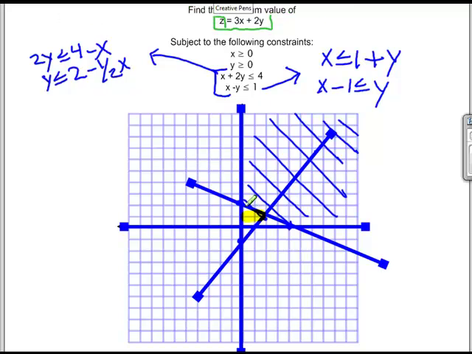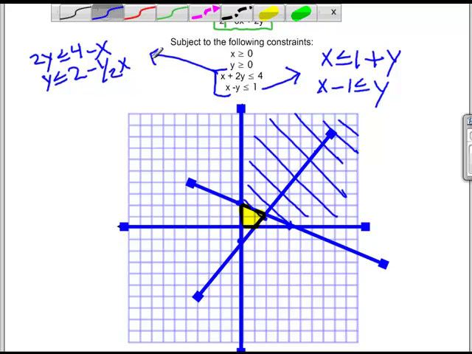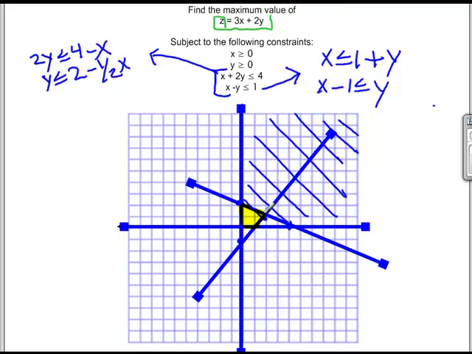Okay? Alright. X is greater than 0, y is greater than 0, and it's less than this line and greater than that line. So the value has to fall somewhere in here for that maximum value. Alright? And what we'll find, this is important, is that the maximum value will always fall at one of these vertices. So this is a vertex, this is a vertex, that's a vertex.